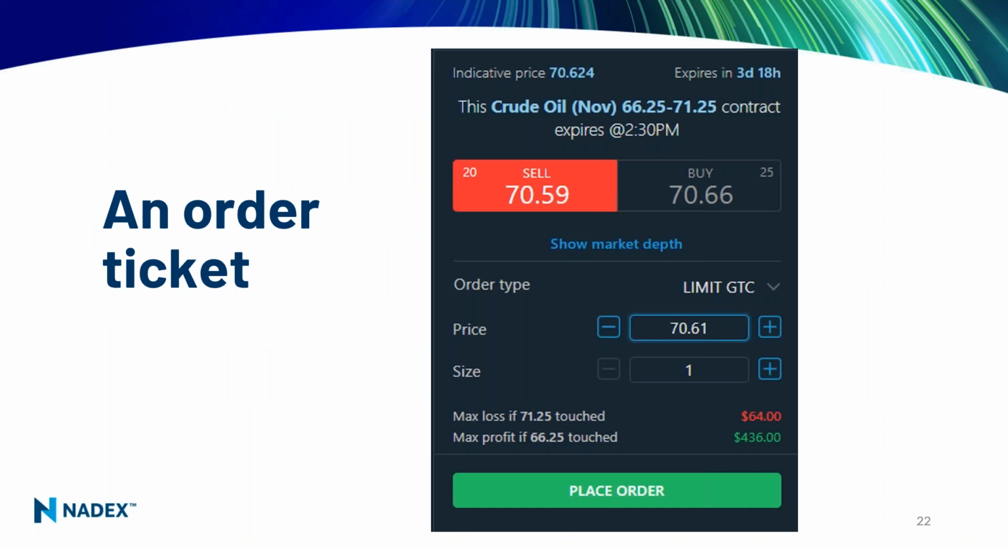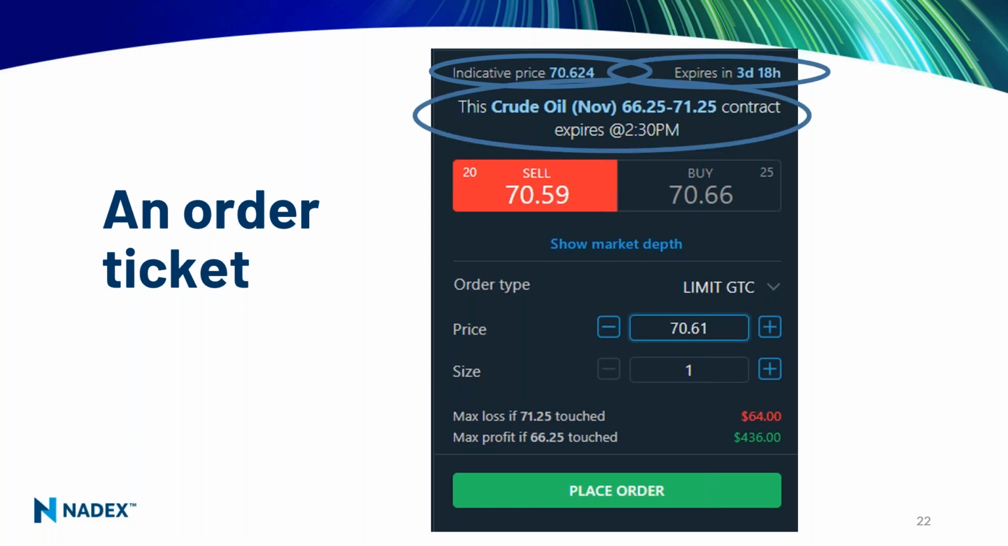All right, now on an order ticket, there's always going to be an indicative price on the order ticket, and that is the price that you're going to be trading. The indicative price is the price you're going to be trading. There is going to be an expiration week. Here's an example of crude oil. I think I did this several months back for this example, but it wouldn't matter.